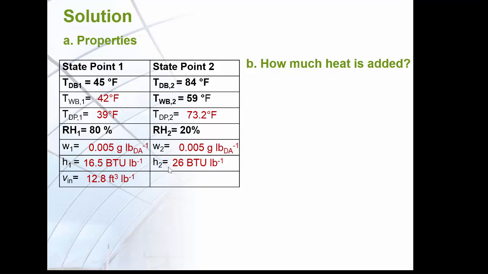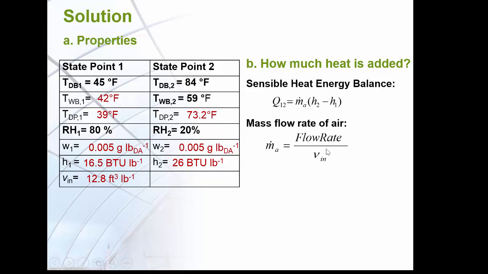So in order to answer the question of how much heat is added during this process, we will need to know the enthalpies for each state and also the total mass of dry air. We already determined the specific enthalpies using the psychrometric chart for the initial state and final state, so we only need to determine the total mass of the dry air.